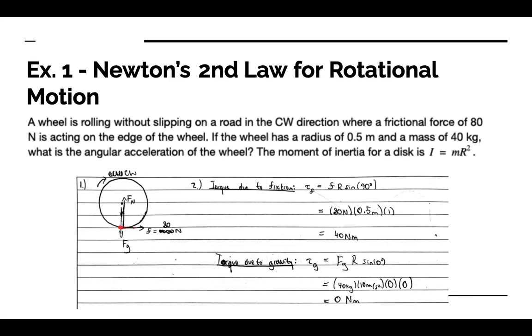Again, because our object is rotating in the clockwise direction, the frictional force from the road is going to push to the right on our object. So we have that the frictional force is equal to 80 newtons.